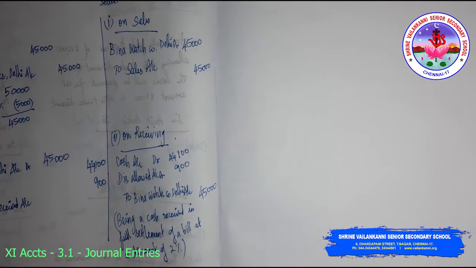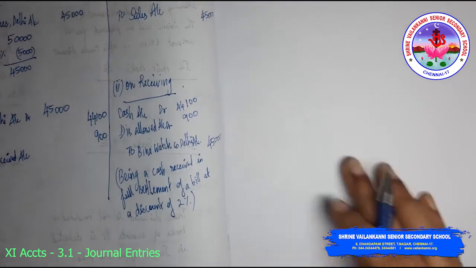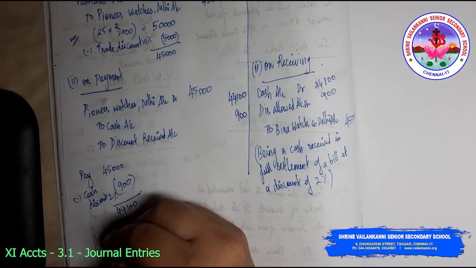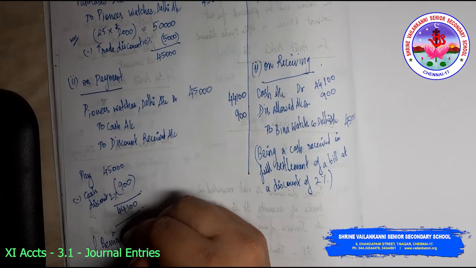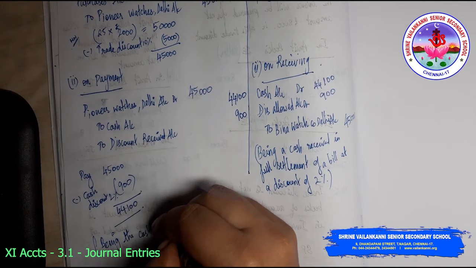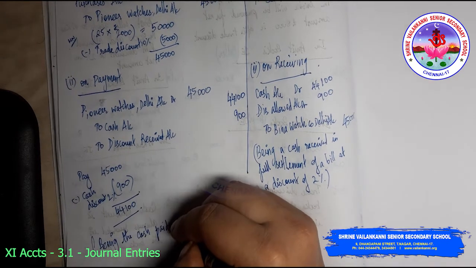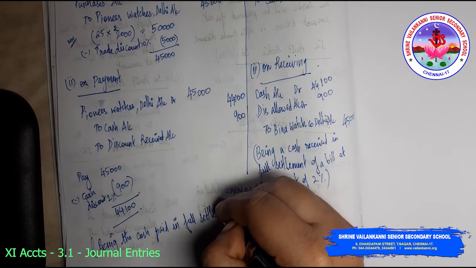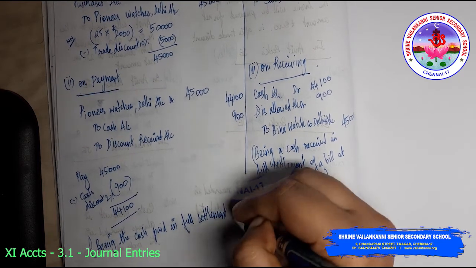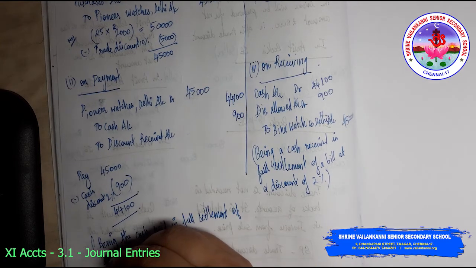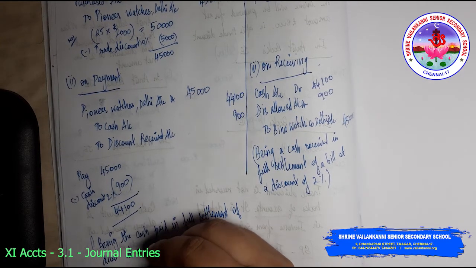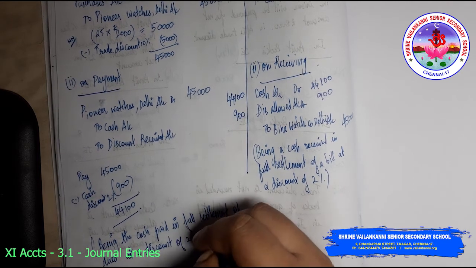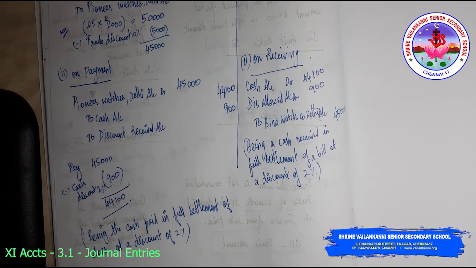Here you will write, being the cash paid in full settlement of dues at a discount of 2%. So this is how you will write.